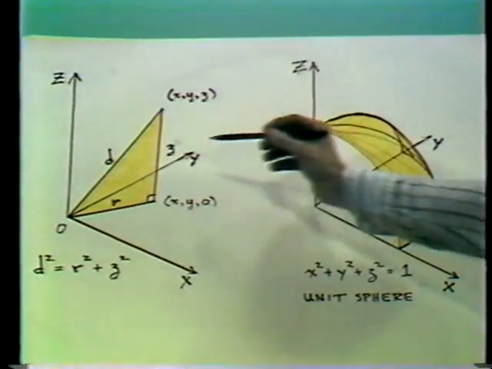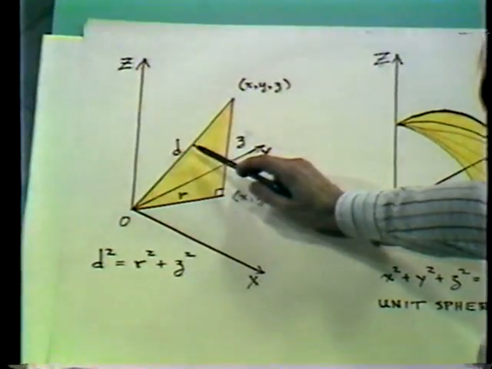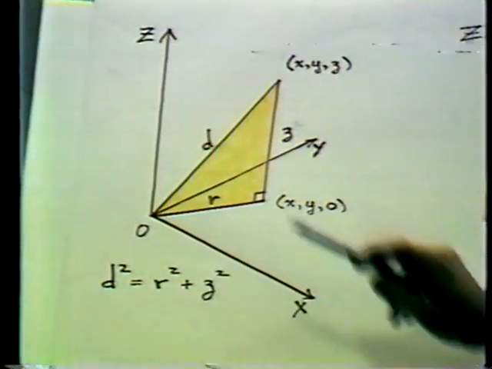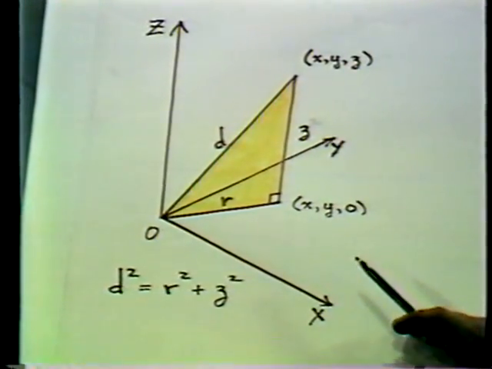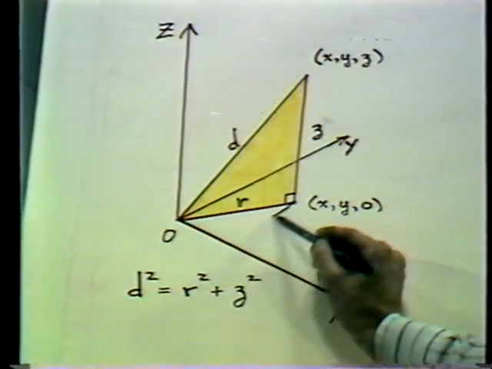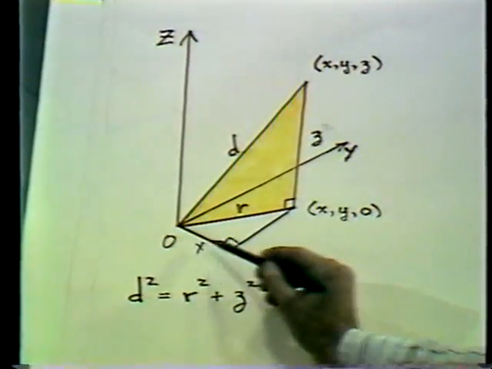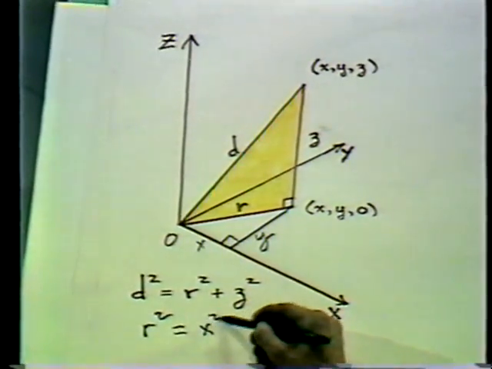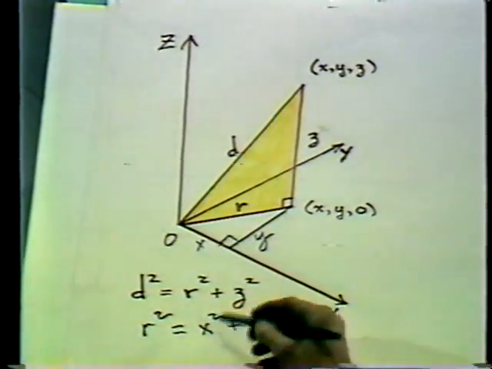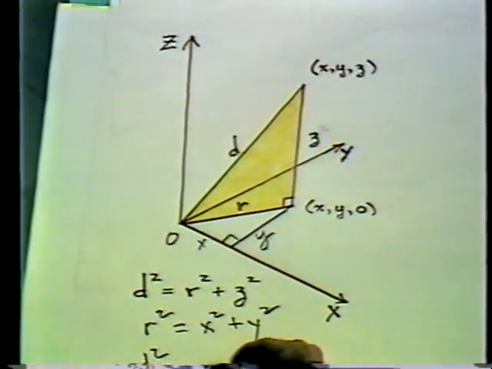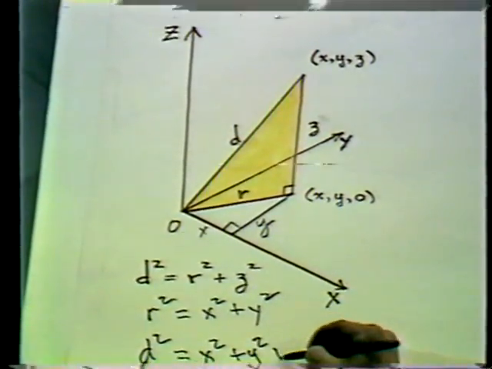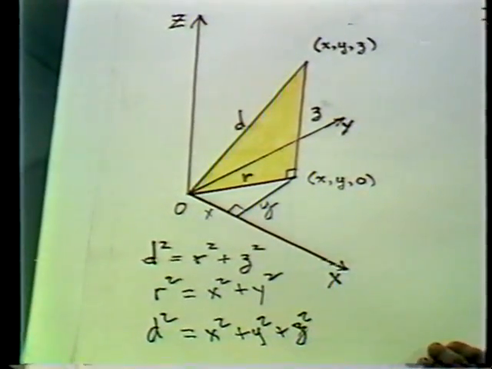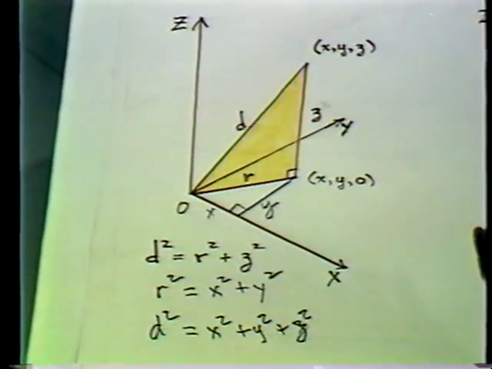But in 3 dimensions, you have a similar formula. The distance to a point in 3 dimensions is given by the formula d squared is equal to r squared plus z squared. You can see that, right? But what's r squared? Well, I have another right angle triangle right here that has x and y in it. And so r squared is equal to x squared plus y squared. Putting these together, I have the final formula: d squared is x squared plus y squared plus z squared. So the formula for three dimensions is very similar to the formula for two dimensions, except it involves three variables.